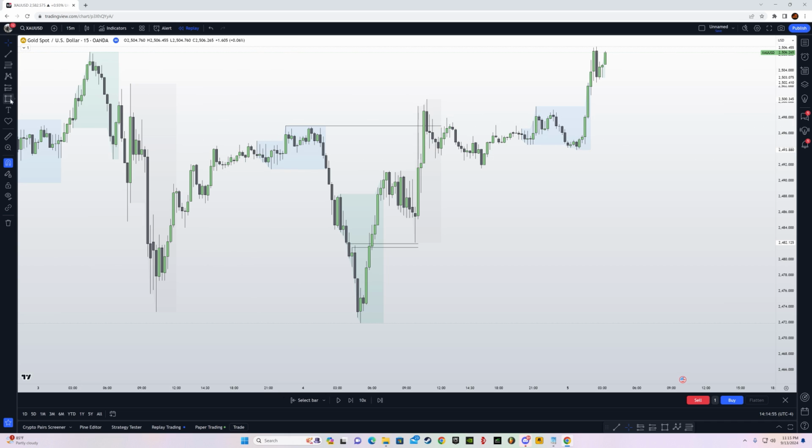But if you want to keep things as mechanical as possible, just wait for the first fair value gap to get inversed and take your entry, bro. It's really not that hard.